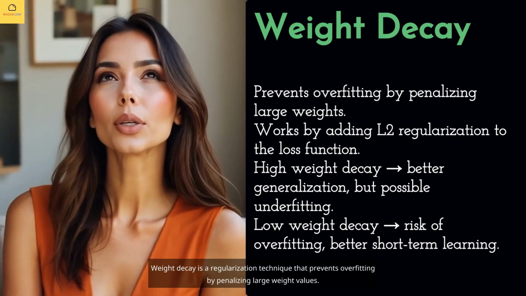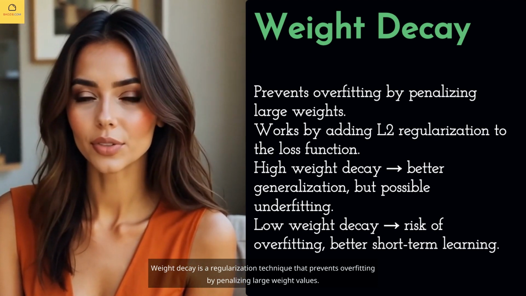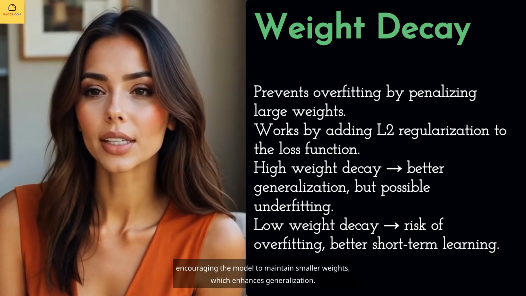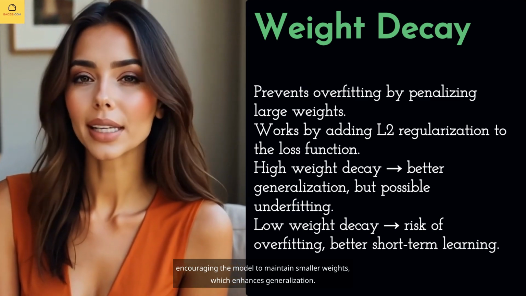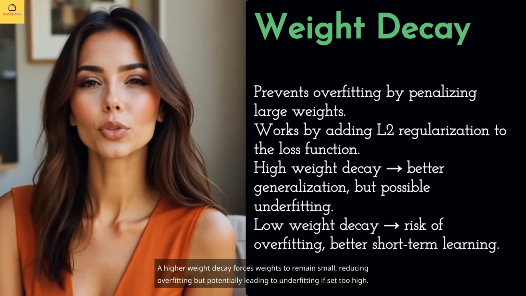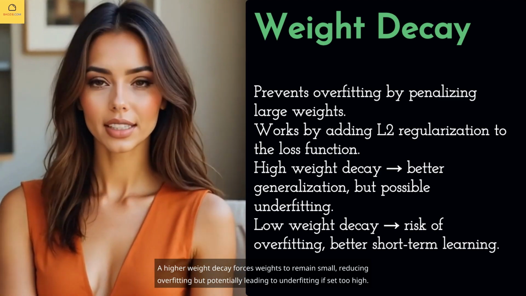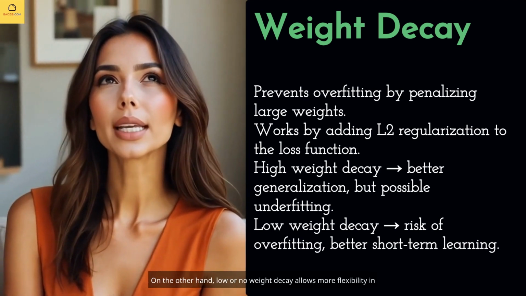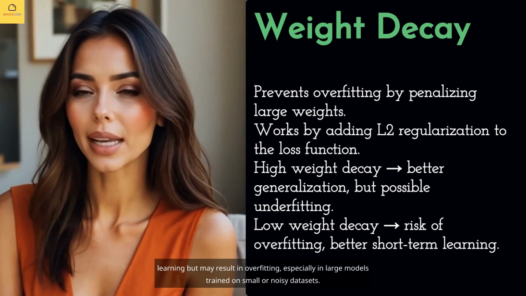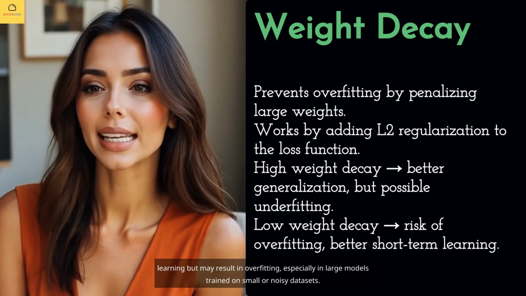Weight decay is a regularization technique that prevents overfitting by penalizing large weight values. It works by adding an L2 regularization term to the loss function, encouraging the model to maintain smaller weights, which enhances generalization. A higher weight decay forces weights to remain small, reducing overfitting, but potentially leading to underfitting if set too high. On the other hand, low or no weight decay allows more flexibility in learning, but may result in overfitting, especially in large models trained on small or noisy datasets.